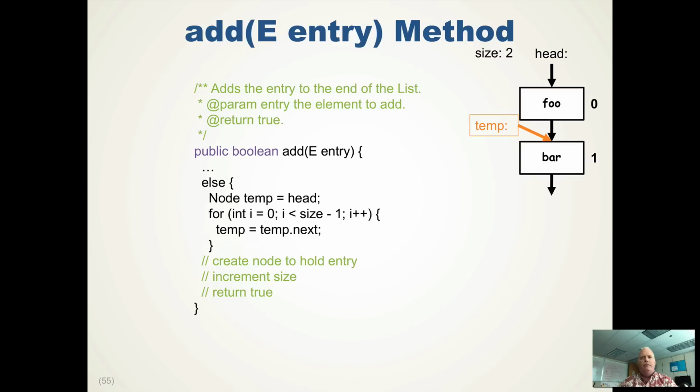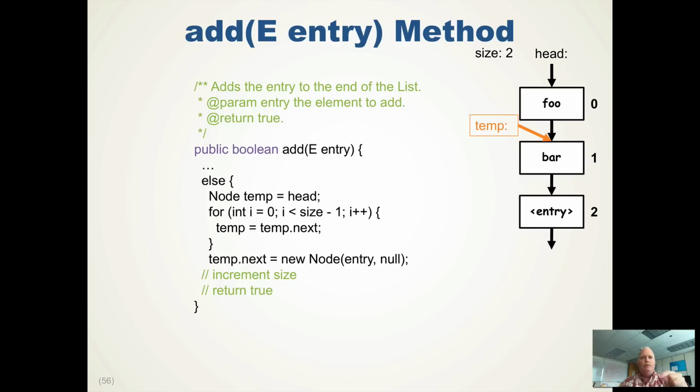So we move forward, and now we need to create a node to hold the new entry. So we say temp.next equals new node entry, null. That's going to set that last pointer's next to be null, so it says we're at the end. And temp.next was null, but now it's equal to this new node. Increment the size, return true. And again, we can move that size++ and return true out of the else block.